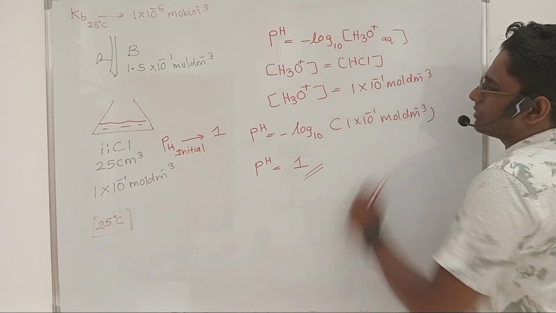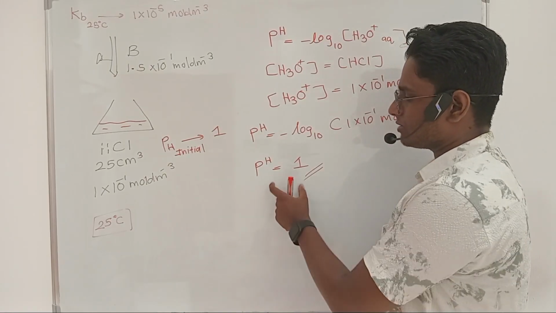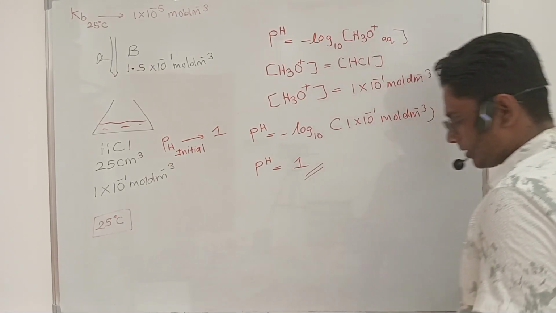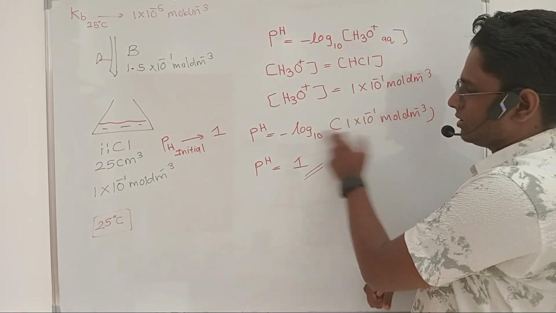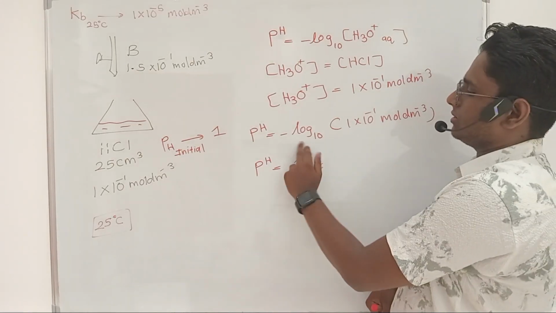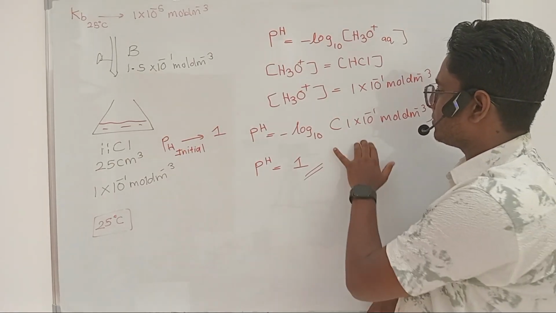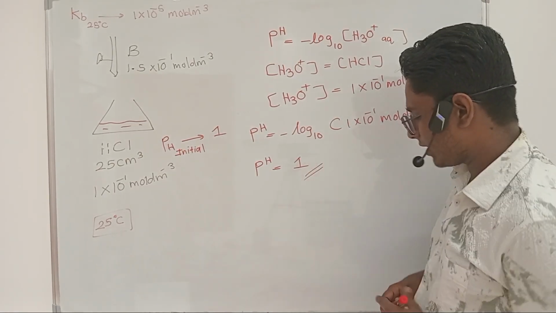So the concentration of HCl is 1 into 10 to the power minus 1. Then pH we can find as 1. Now, for the students who don't know how to calculate the pH, the calculation is a little bit difficult. It's tricky. So how can you find it?